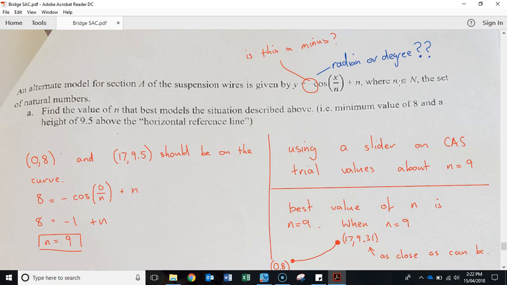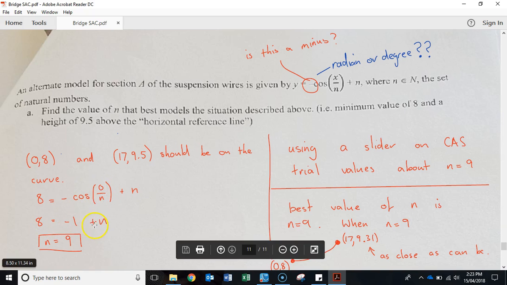The best way to do this is to use a slider on CAS. So I'll show you how to do that in case you don't know. We do know that the minimum value should be 8 and the maximum value should be 9.5, which occurs at 17 meters along the bridge still. So they should be on the curve. So just substituting in the first point here, 0, 8. Cosine of 0 is 1. So we have 8 minus 1, which means that n should be 9. And I'm going to use that as a starter value. I'm not going to worry about this point yet. I'm going to use this as a starter value and see if I can get close to this point on my CAS.